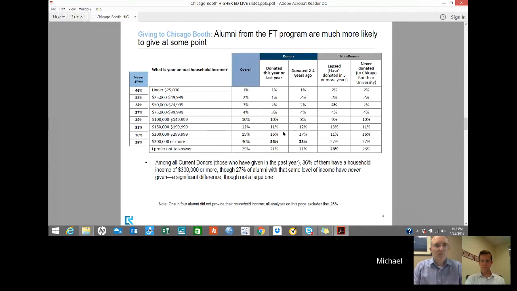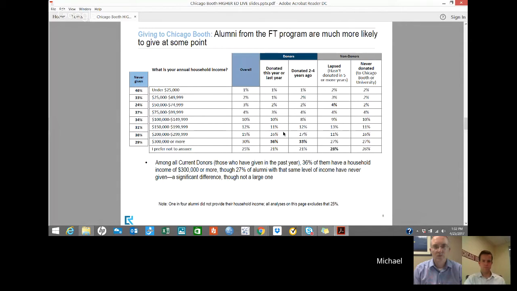I included this just because it's kind of interesting. We asked household income near the end of the survey just to see if that was an important piece of their giving or their behavior. These are their actual salary ranges, and then all the way to the left is the percentage who have never given, and this is the actual data from the Booth database. You'll see that they're more or less similar. So people aren't more likely to give over time if they're making more money, at least at Chicago Booth. I just thought that was interesting.